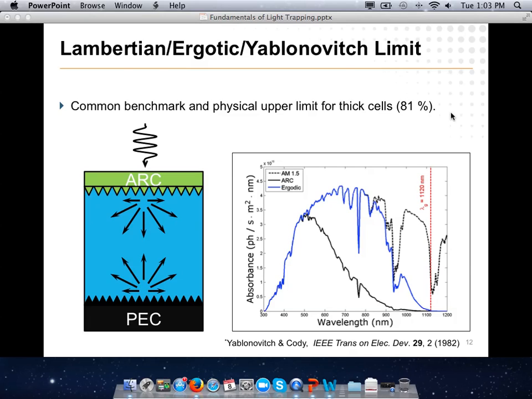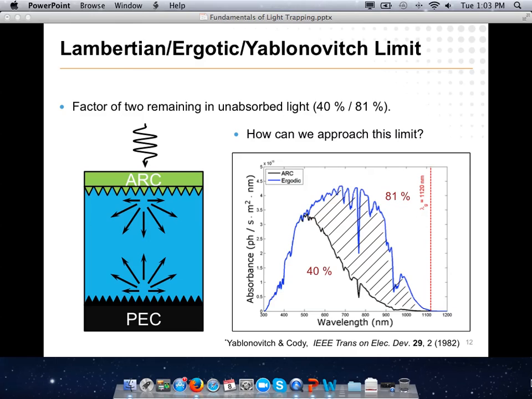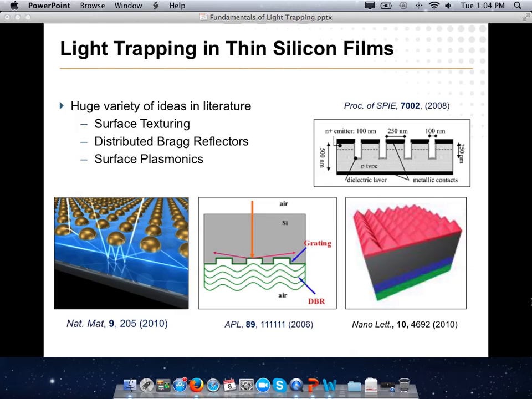You know, they're showing off, we beat the limit, but there's a lot of practical issues, I guess we'll say baggage, that gets carried on top of that. So for all intents and purposes, this 81% is kind of accepted as about a practical upper limit. This is about the best you can do. It's not a hard limit, but it is kind of a practical limit. So what our goal is here is to figure out how can we take this 40% curve and kind of push it way up here towards the 81%. So that's essentially what light trapping in thin film silicon solar cells is all about. How can I approach this curve here? Because that's about the best you can expect to do.